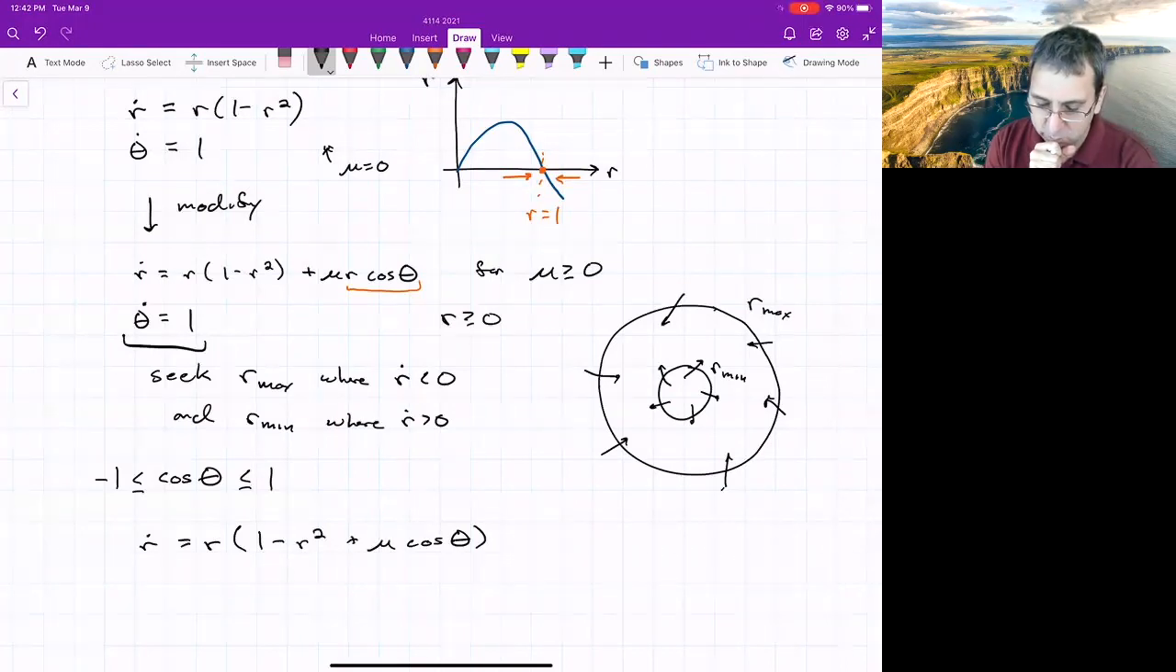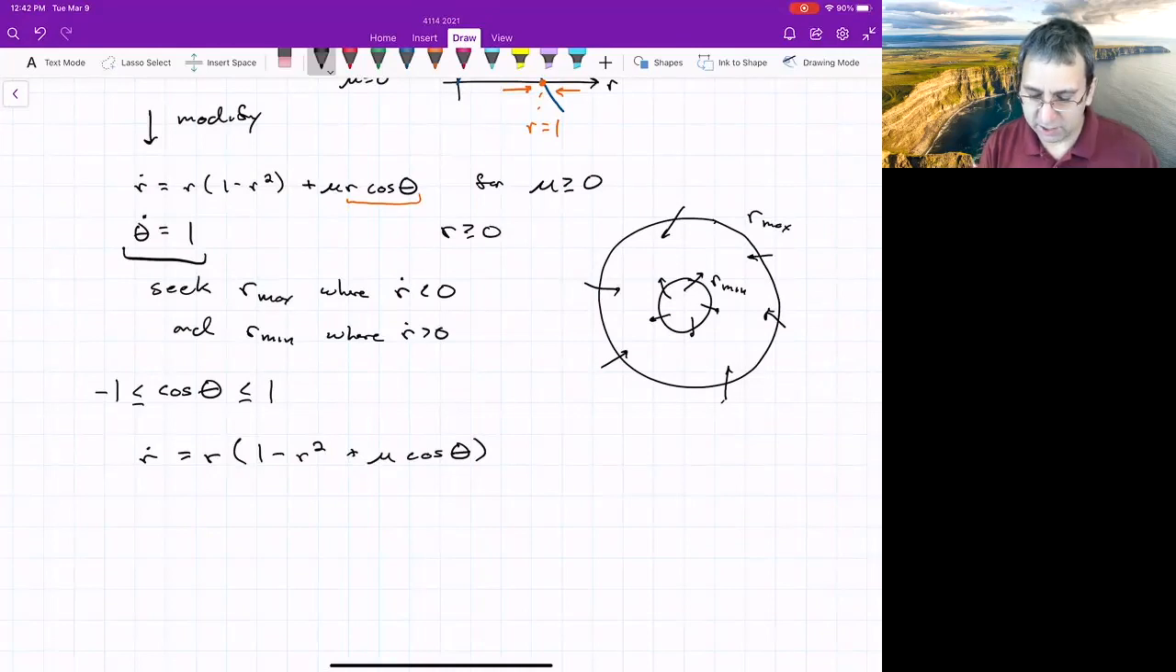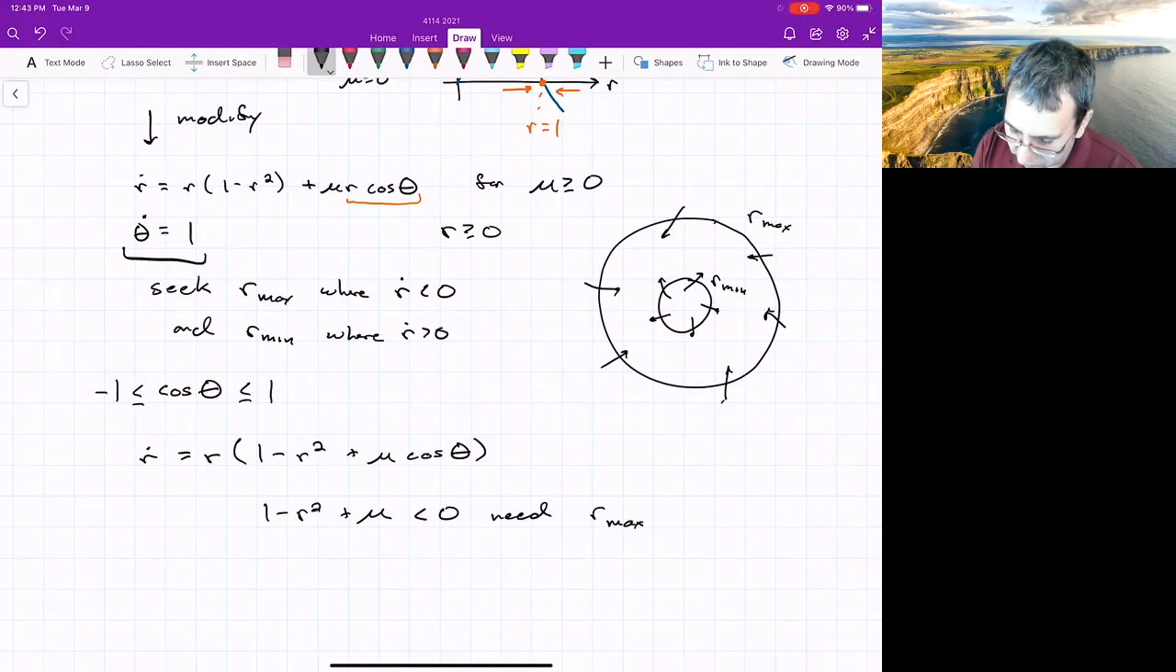For R max, we want the thing in the parentheses to be negative, even when cosine theta is as large as it can be. If cosine theta is as large as it could be, that means we've got 1 minus R squared plus mu. We want that to be negative. So for this to be negative, we need R max equal to square root 1 plus mu. I should be more careful with the signs here. We want R max something greater than square root 1 plus mu.